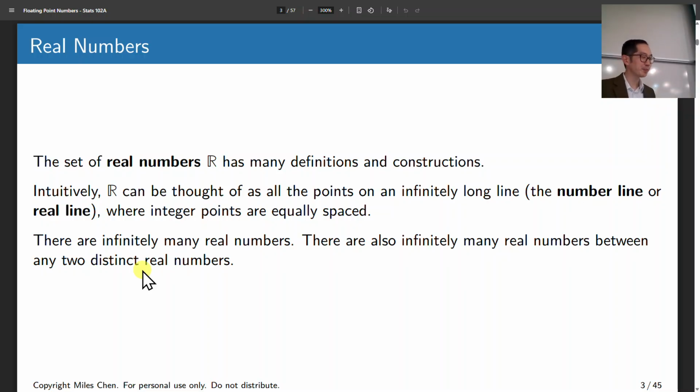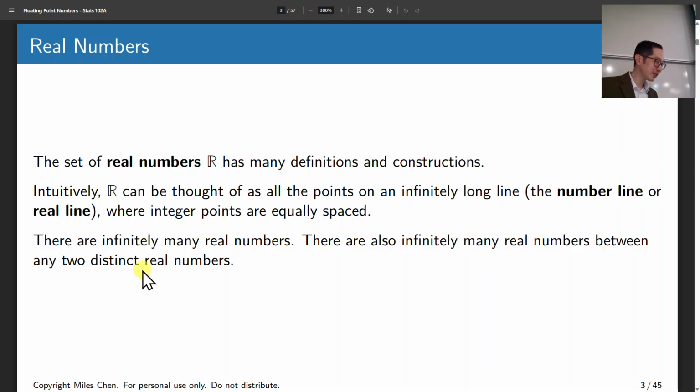Okay, so as far as real numbers go, there are lots of different ways you can define and construct the set of real numbers. Some of you will take Math 131A, real analysis, where you really get into a lot of the stuff about real numbers and do proofs and stuff. And then some of you will never take that class, and that's fine.